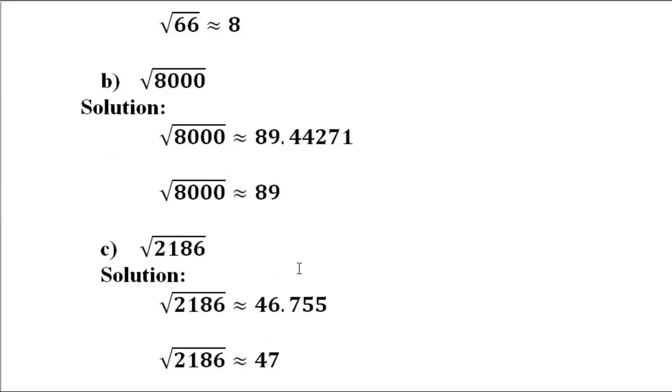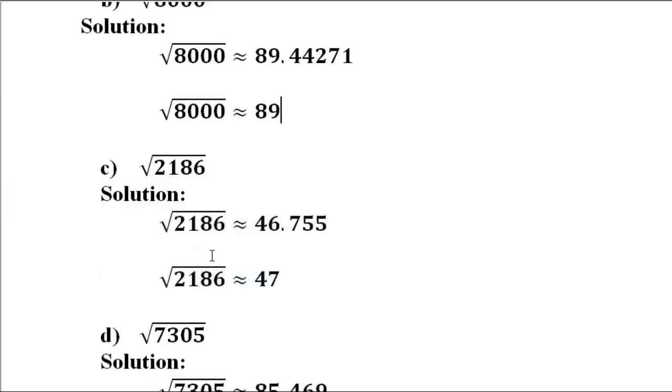Moving on to number 3, we have the square root of 2186, another non-perfect square number. The square root of 2186 rounded to 3 decimal places is approximately 46.755. In this case, the digit after the decimal point is 7, which is more than 5. Therefore, after rounding off the number 46.755 to the nearest whole number, it becomes 47. Therefore, the square root of 2186 is approximately 47.